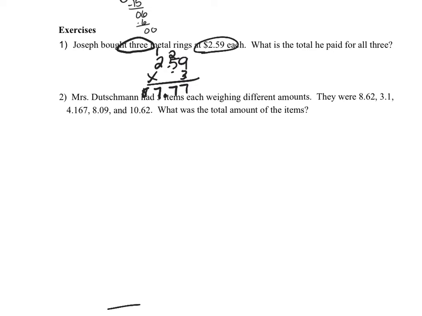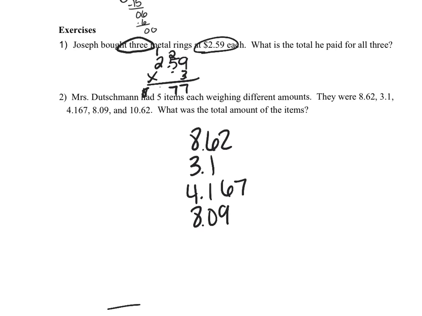Okay, our last question. Mrs. Deutschman had, I've marked over it, 5 items, each weighing different amounts. They were 8.62, 3.1, 4.167, 8.09, and 10.62. What is the total amount of these items? So actually, we don't even have to multiply. We're going to add 8.62, 3.1, 4.167, 8.09, and 10.62.